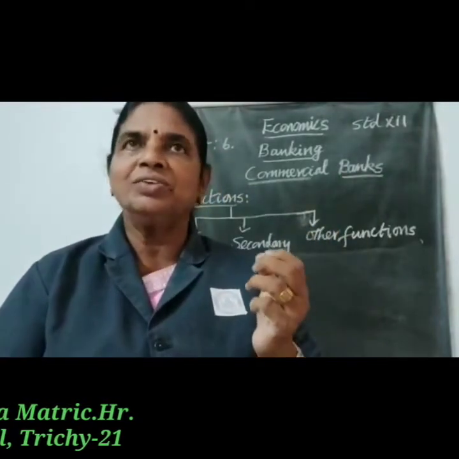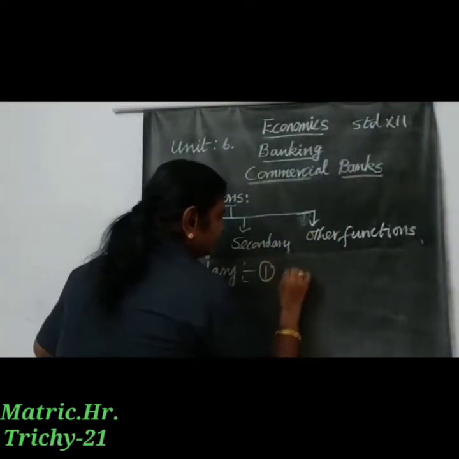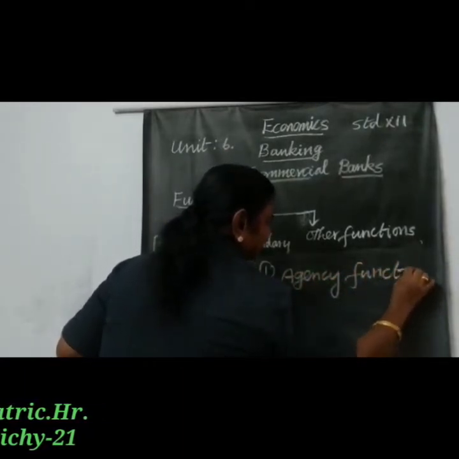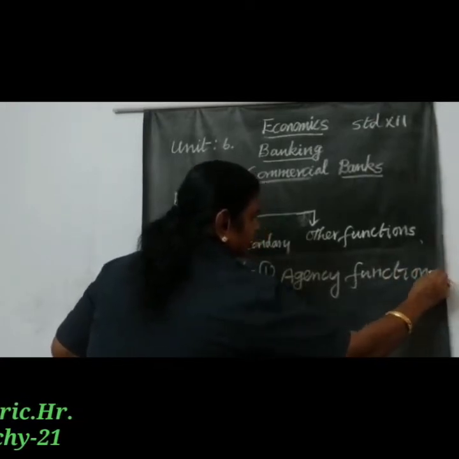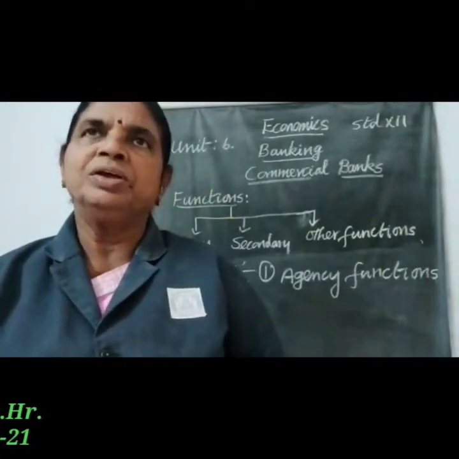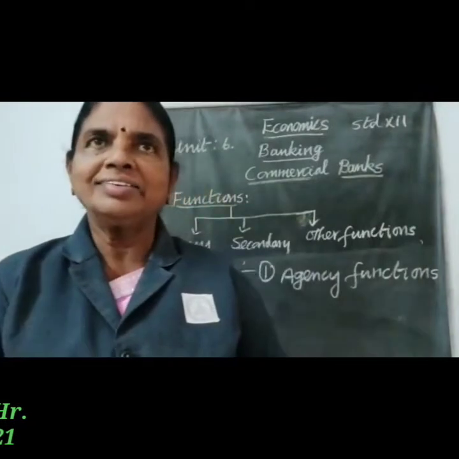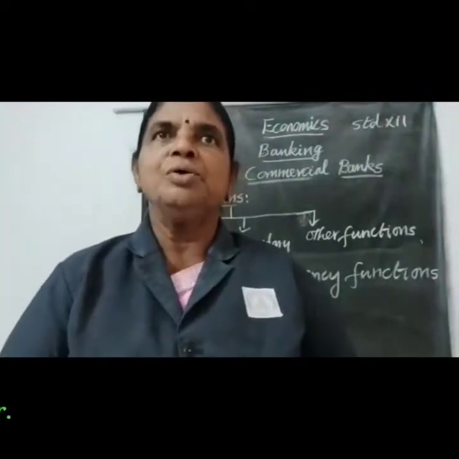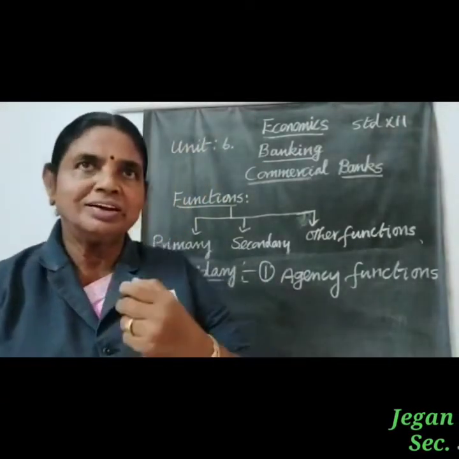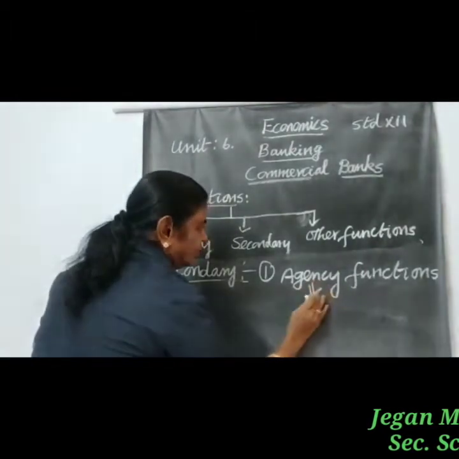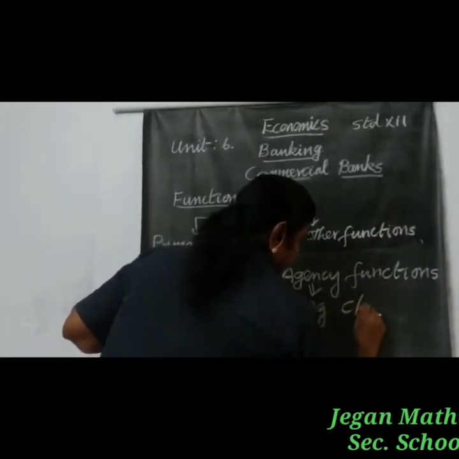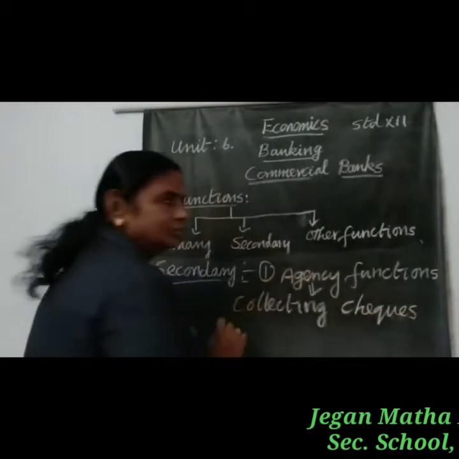So what is agency function? First one under secondary, agency function. The bank acts as an agent for an individual as well as for business people. Commercial banks act as agents of customers. The first one is what we call collecting checks. This is done by the commercial banks.